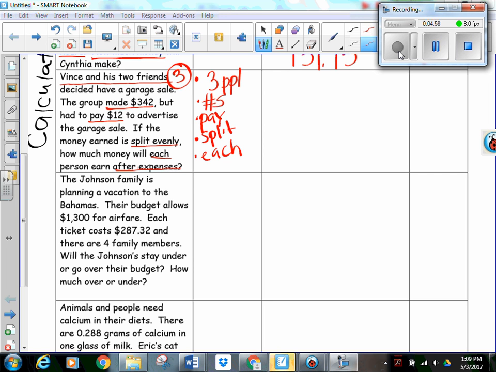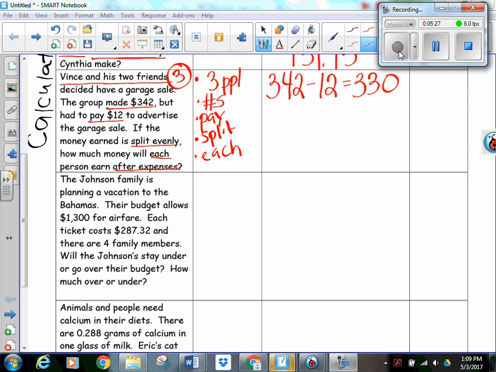So they made a total of $342, but they had some expenses to pay. So I'm going to take the $342 and subtract the expenses. The expenses were $12. Again, if you need your calculator, that's fine. Let's do 342, subtracting 12, and we get 330. That is not our final answer. That's just how much they made altogether after expenses.